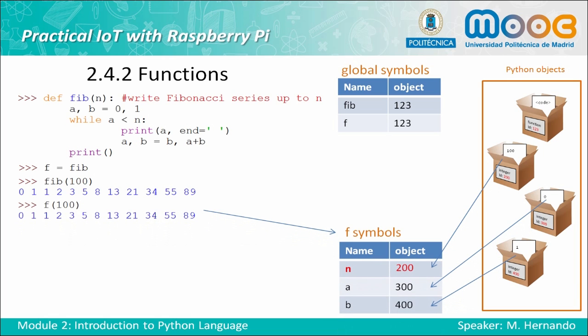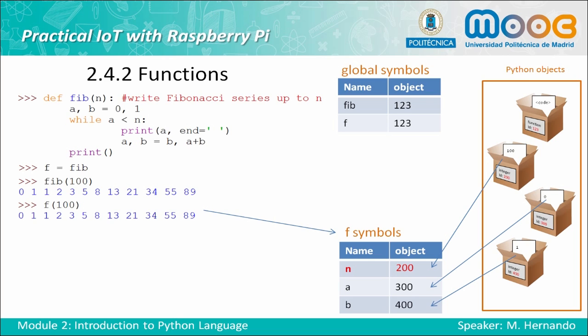More precisely, all variable assignments in a function store the value in the local symbol table, whereas variable references first look in the local symbol table, then in the local symbol tables of the enclosing functions, then in the global symbol table, and finally in the table of built-in names. When a function calls another function, a new local symbol table is created for that call.